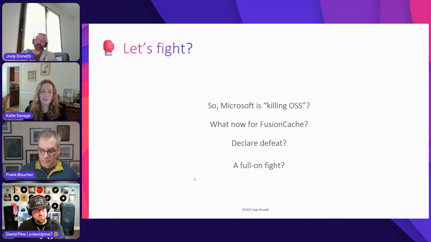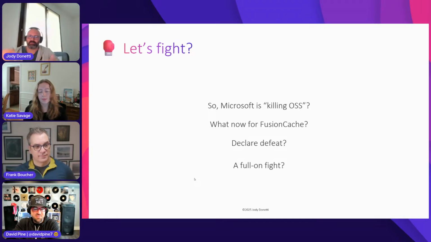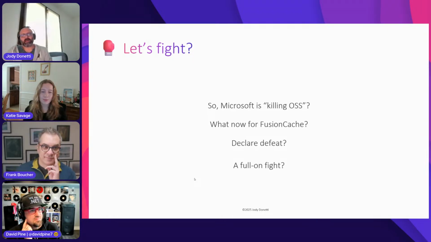I remember back then, it was the beginning of 2024. Some people were like, so Microsoft is killing another open source project. And not just mine, also other caching libraries. And what now for FusionCache? Should I immediately declare defeat because it's Microsoft, it's huge and it owns .NET, or put on a full-on fight? Actually, to me, it may be strange to say, but I saw that in a positive way. I saw it as an opportunity.